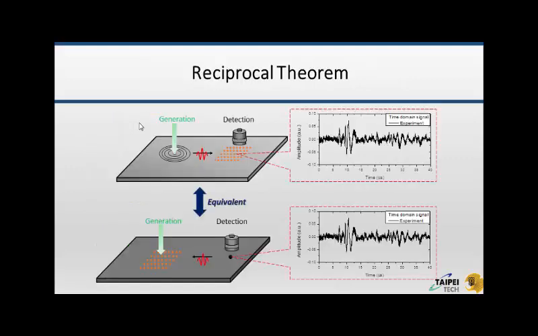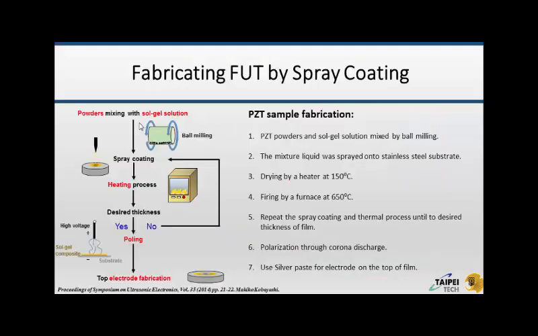The second is the reciprocal theorem. Originally, if you want to do a scan, you would move your detector. If you invert that, and just have your generator move step by step in a linear direction to do a scanning, you will get the same result. It's equivalent. Then I'll talk about how to fabricate the FUT.